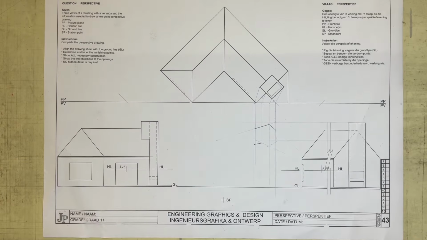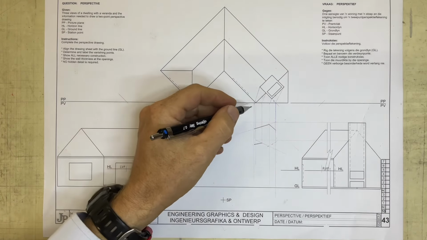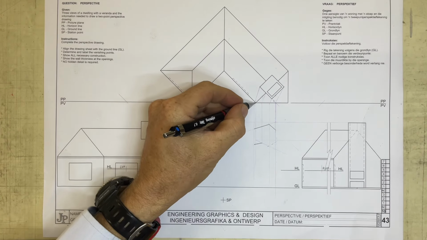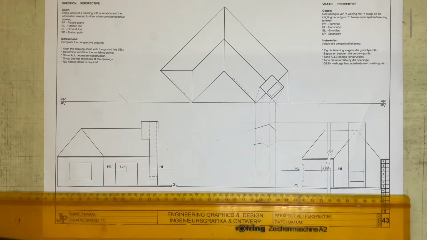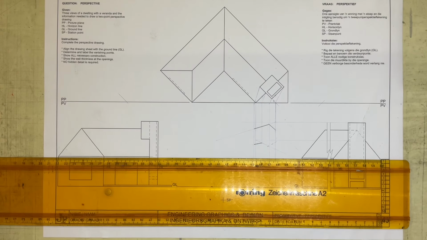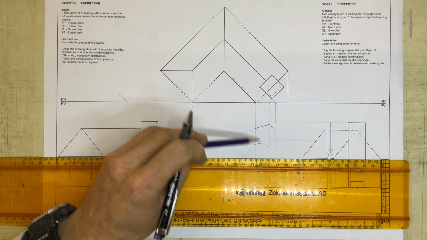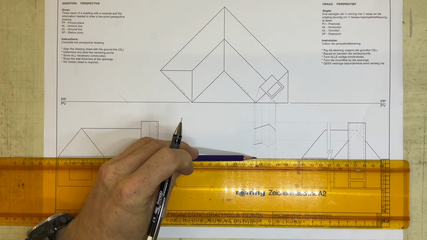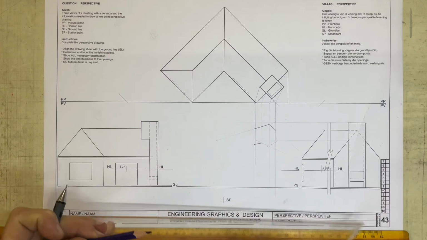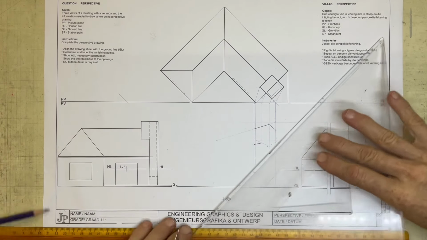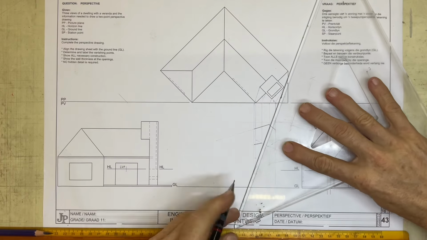Right, okay, once I've got that in place, let's continue over here. I've got this corner of this house that is actually physically touching the picture plane, so I can come over here and take a line coming straight across to that corner. There it is. And I'm going to then take a line going back up to there.